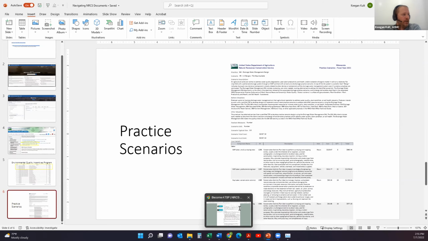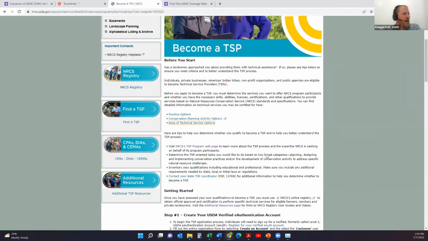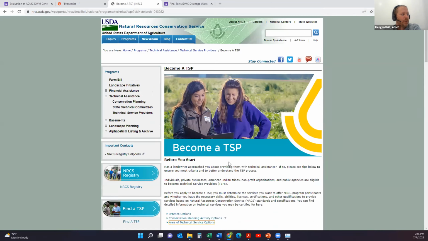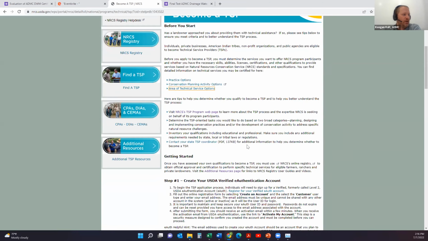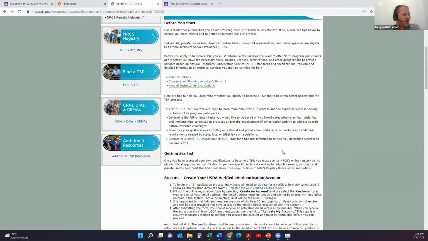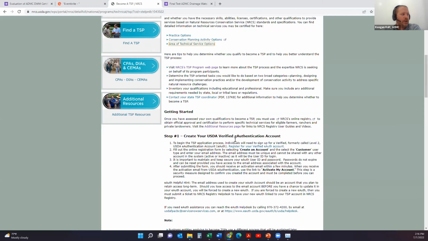Let's see here. For those interested in going the TSP route, you can navigate to this page on NRCS's website, become a TSP. You used to have to get a level 2 authorization, it was called. I think that's become a little bit easier now. You need to create your verified e-authentication account with NRCS. So just follow the instructions here on this page.